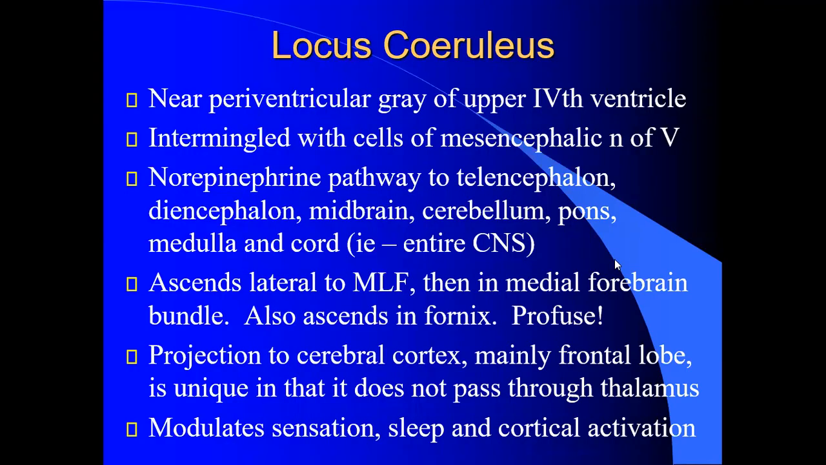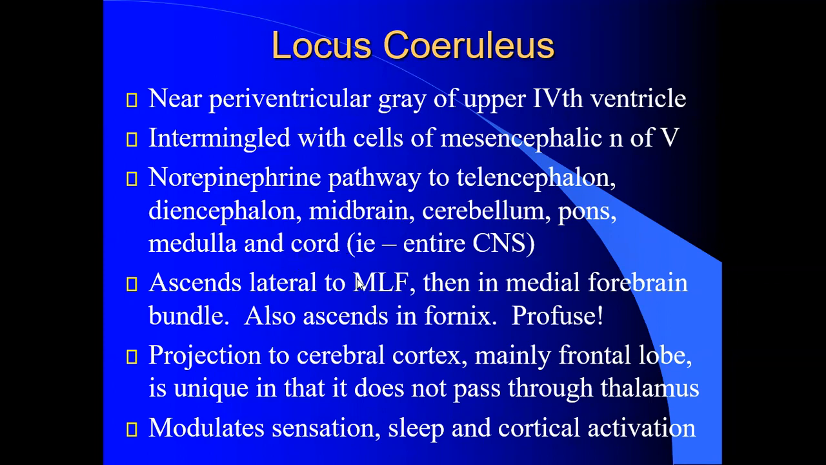Go on to the locus coeruleus. We've seen some pictures of it already. This is near the periaqueductal gray of the upper fourth ventricle. We saw it there. It intermingles with the cells of the mesencephalic nucleus of 5. It is a noradrenergic pathway, just exploding everywhere: telencephalon, diencephalon, other parts of the midbrain, cerebellum, pons, medulla, spinal cord. In other words, the entire central nervous system.